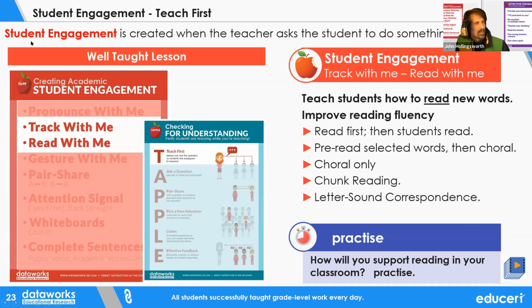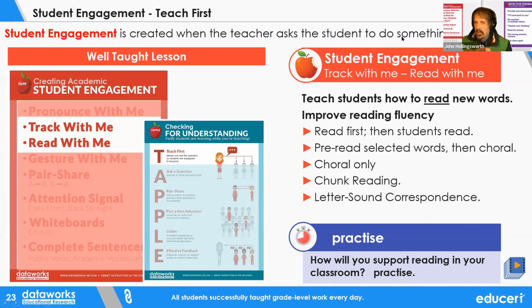So students, let's look up here. I'll read first. Student engagement, your turn. Student engagement is created, your turn, is created when the teacher, go ahead, when the teacher, and I'll read the whole thing, asks the students to do something. Your turn, asks the students to do something.